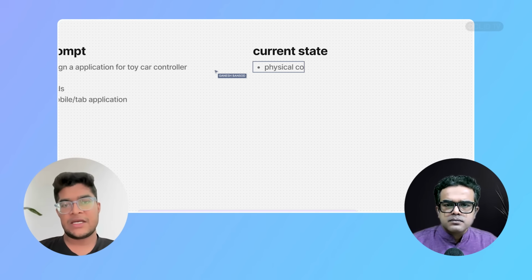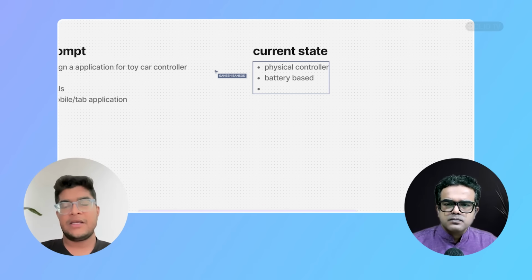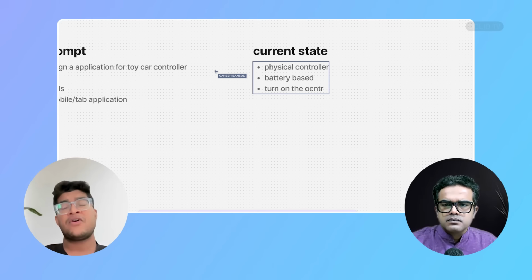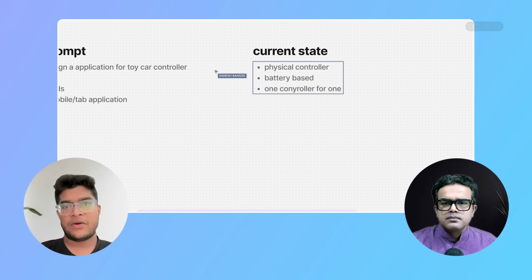I assume you have a physical controller, which is a battery based controller. Generally, when you turn on the controller, it will automatically detect the car and you are playing with it, right? So basically, it's one controller for one car.